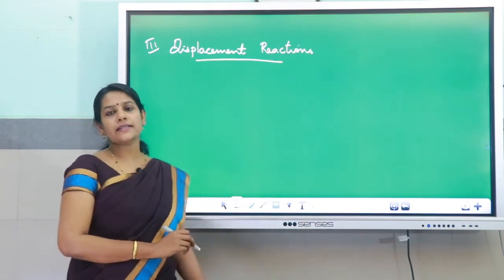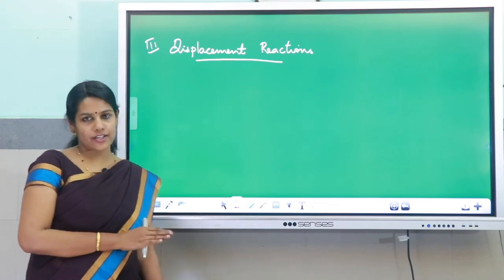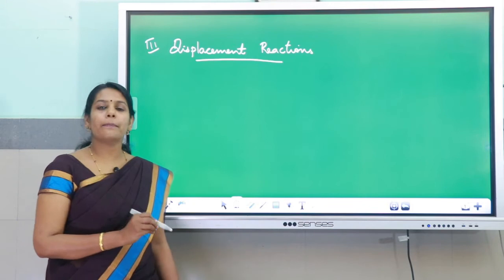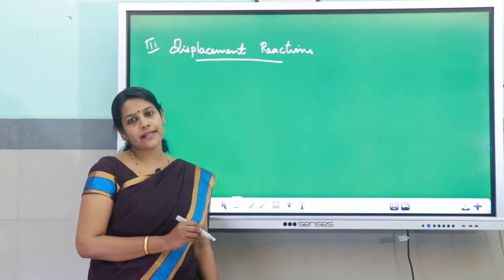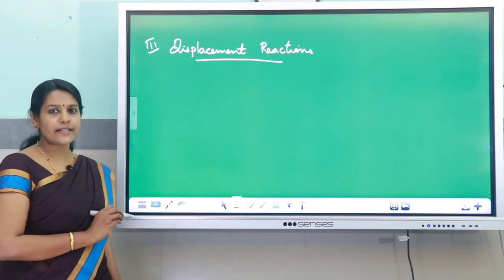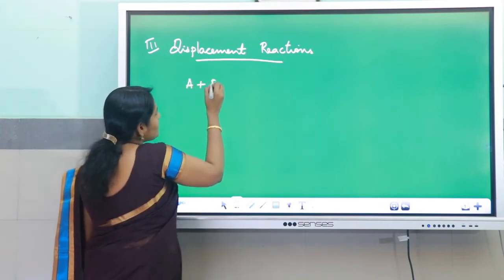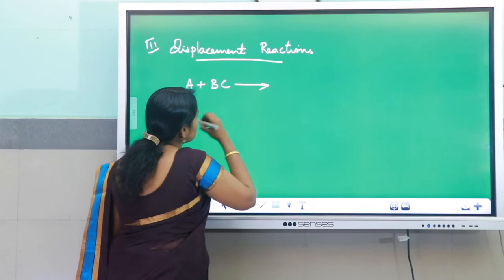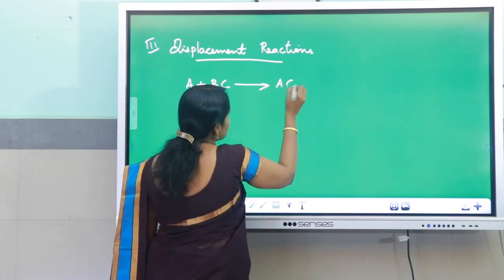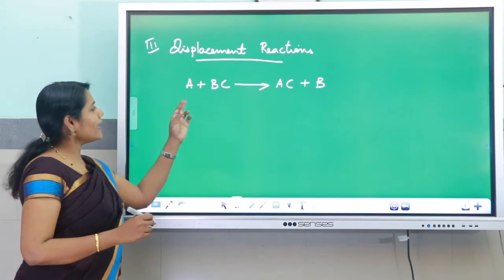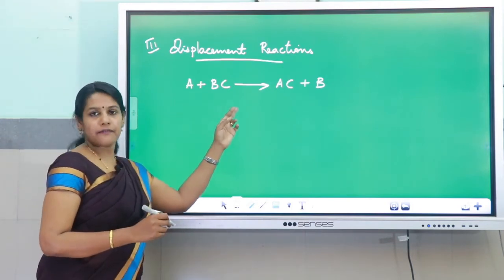Now the third type is displacement redox reaction. It is a reaction in which an element displaces or replaces another element from its compound. In general, it is represented as A plus BC gives AC plus B. So here A displaces B from BC.